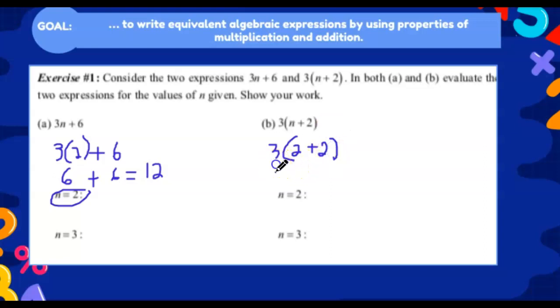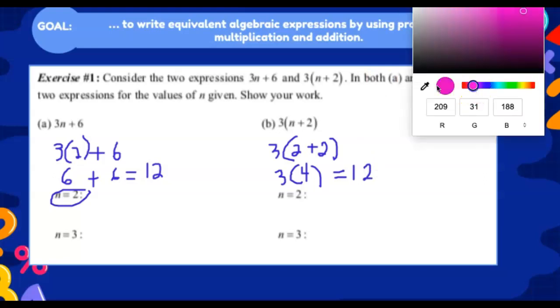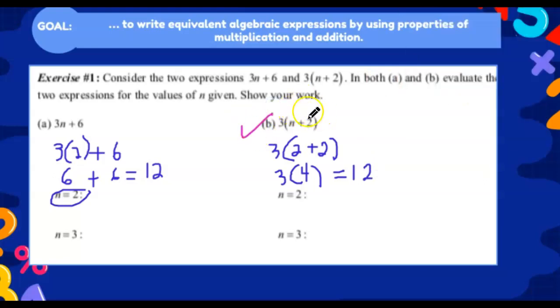So now we're gonna do parentheses first, right? So that's 3 times 4. Then we know it's 12. There you go. So we could prove that this expression 3n plus 3 parentheses n plus 2 is also equivalent to 3n plus 6, because when we evaluate them, their values are the same.